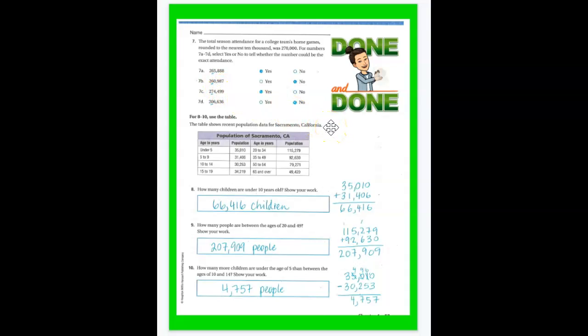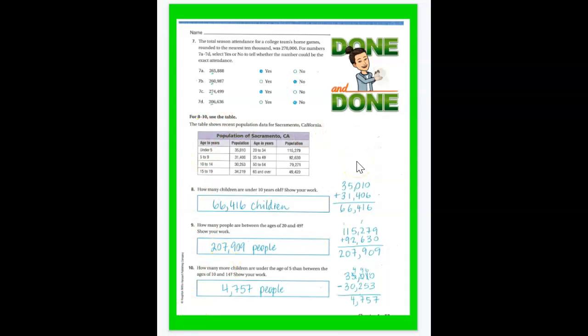7b, 260,987, which is a no. 7c, 274,499, which is a yes. 7d, 206,636 is a no. Remember, boys and girls, when we underline the place value, we look at the number to the right and we make sure that we know if it is 5 or above.